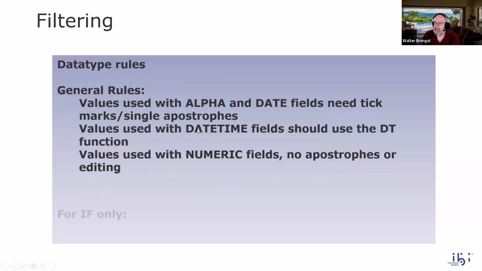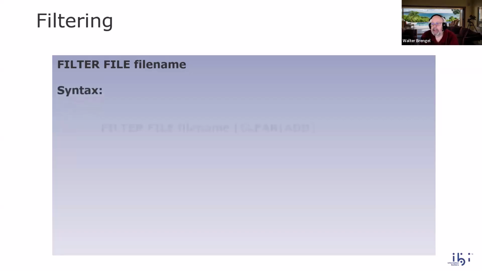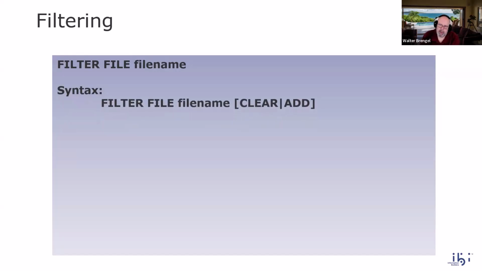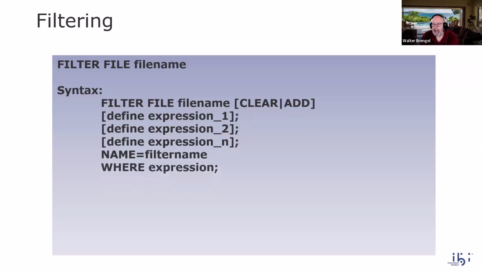All right, we did these. Filter file. So for filter file, it's an external where condition, let's say. So I have filter file name. And then if I want to clear any previous ones or add to previous ones, this is just like a define file. We give it our expression, and you use the same expression definitions as you would in any where condition. Give the filter a name, so name equals filter name, and then your where condition.